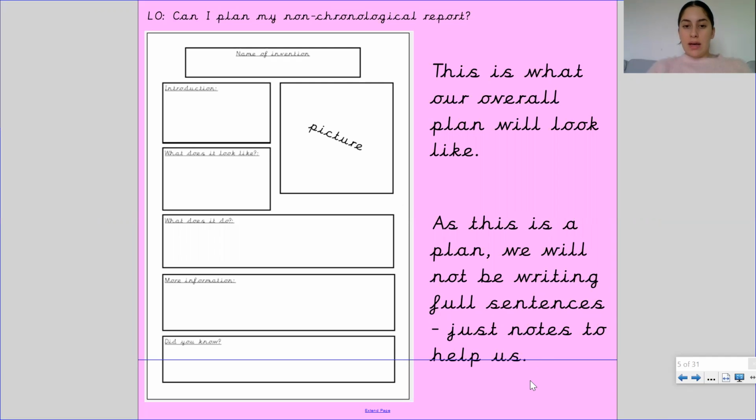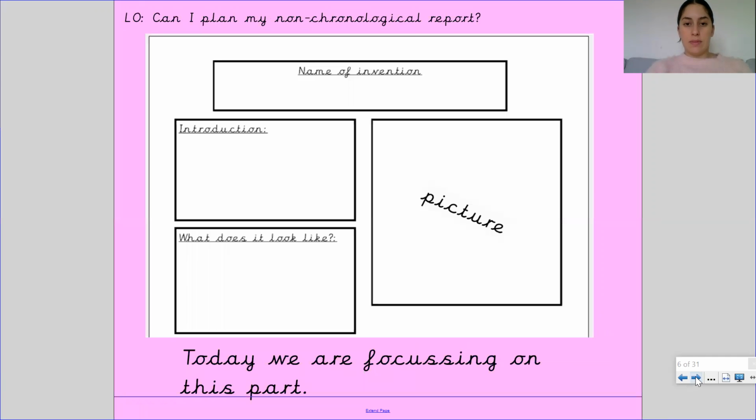Again, a reminder, as this is a plan, we don't need to write full sentences. We're just writing down our key ideas, our most important ideas. And then later on, in the next few lessons, we will turn it into full sentences. So we're focusing on this section, and this is what the format will look like in your plan as well as in your actual non-chronological report. So you must pay attention to the layout as well.